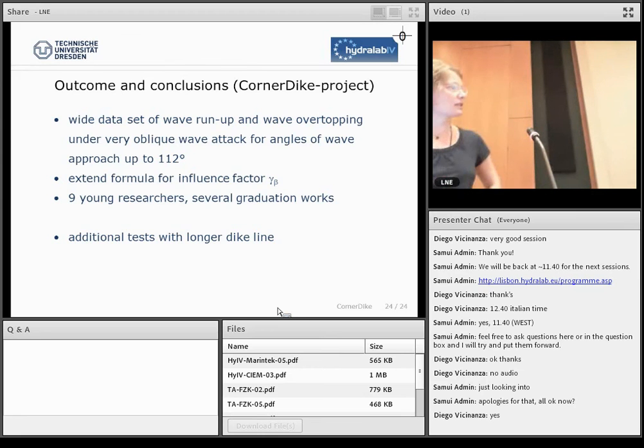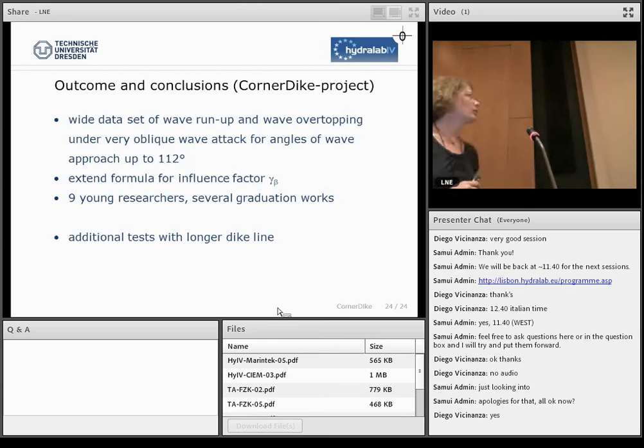But of course, for the future, we would like to verify our test results and maybe consider a longer dike line from that corner to distinguish a point where these diffraction effects are at their lowest.